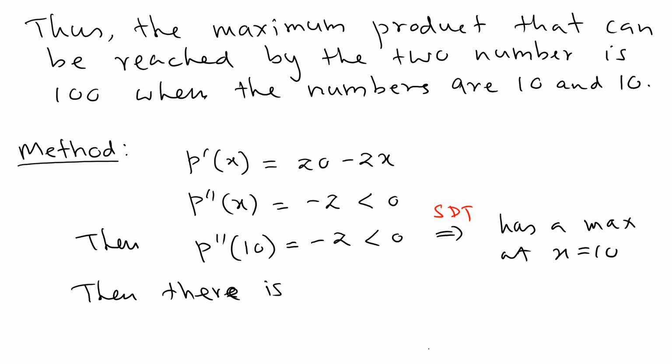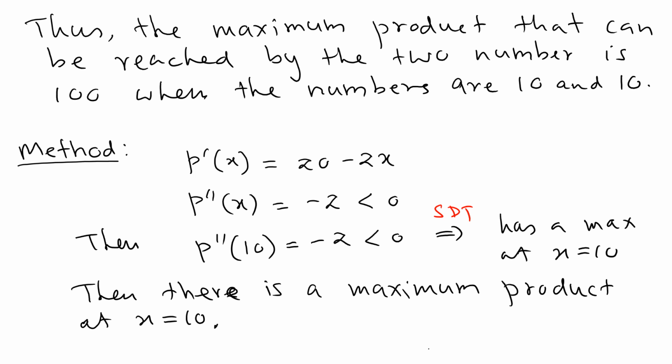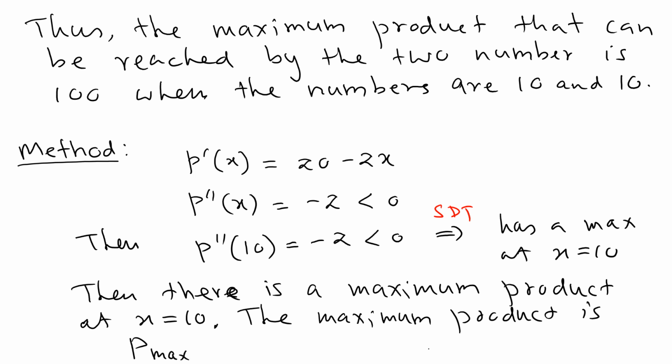Since this is the only one critical point, otherwise we cannot say that, there is a maximum product at x equal 10. After that the rest is the same, because when x equals 10, we know y equals 10. So the maximum product is P max, which is 10 times 10, because that happens when both are equal to 10. So 10 times 10, which is 100.